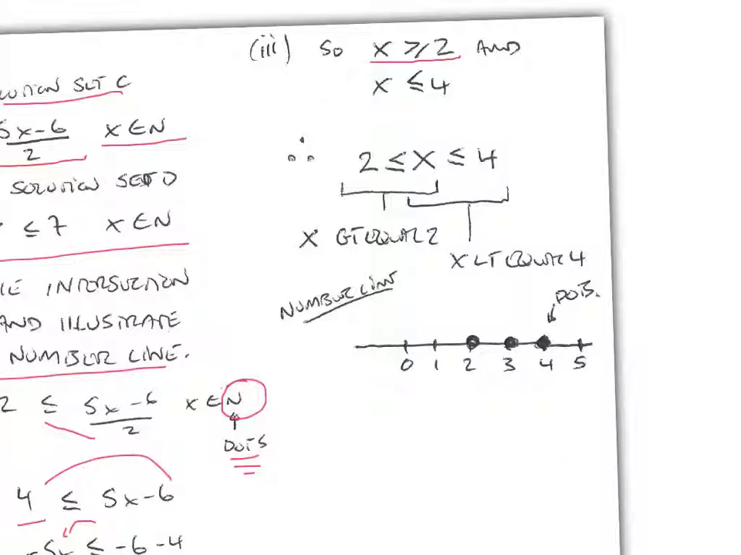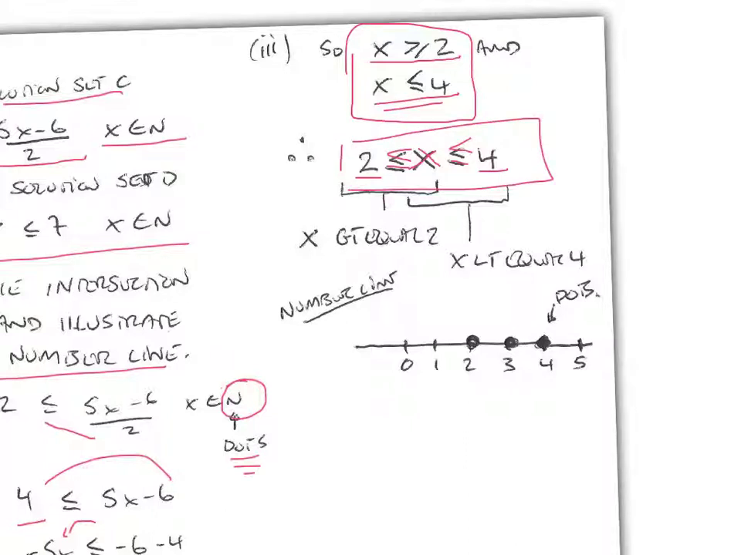And x is less than or equal to 4. So x is between 2 and 4. If I write x greater than or equal to 2, less than or equal to 4, this is putting the intersection of these in the one statement. x is less than or equal to 4, greater than or equal to 2. x greater than or equal to 2, x less than or equal to 4. I used LT and GT.